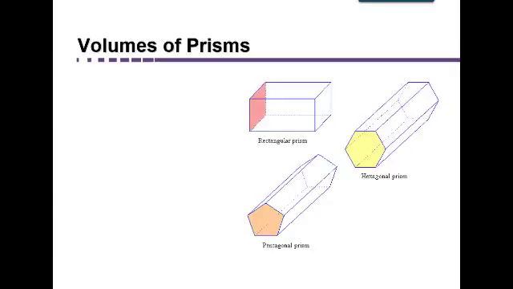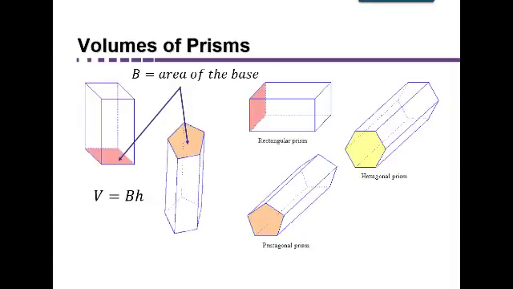Let's talk about how we would find the volume of prisms in general. We did a box, which is a rectangular prism, but we can also do any kind of prism in a similar way. So when you're finding the volume of a prism, what you're really doing is you're multiplying the area of the base times the height.